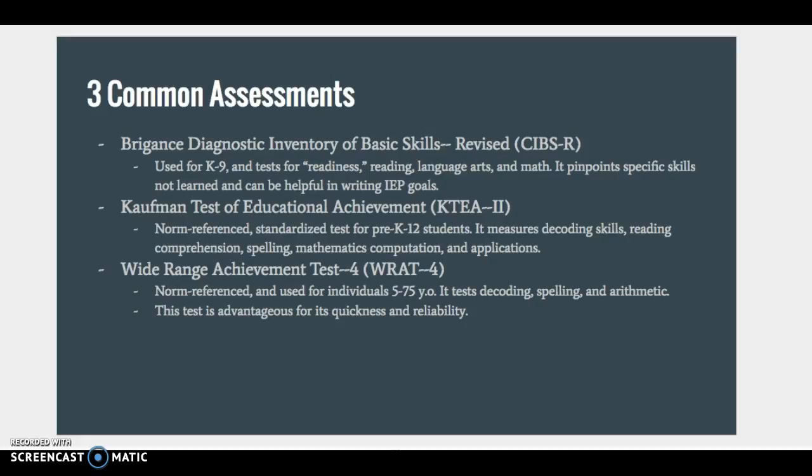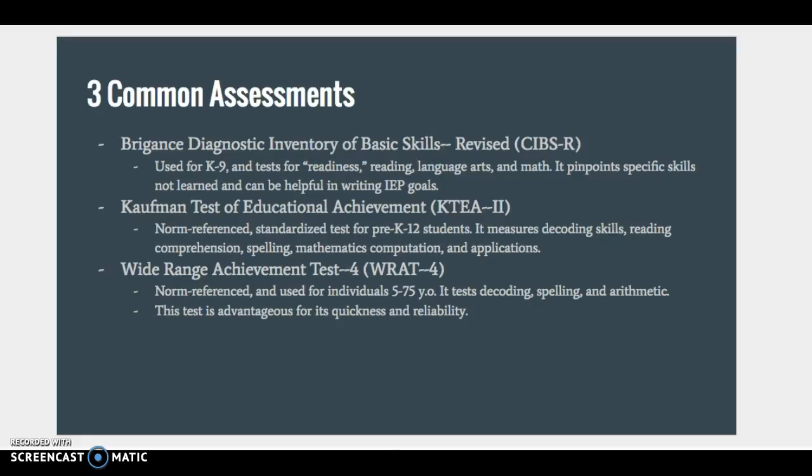Now, three common assessments that are used for academics are, first, the Brigance Diagnostic Inventory of Basic Skills, Revised. This is used for K through 9 and tests for readiness, reading, language arts, and math, and it pinpoints specific skills that are not learned yet and can be helpful in writing IEP goals.